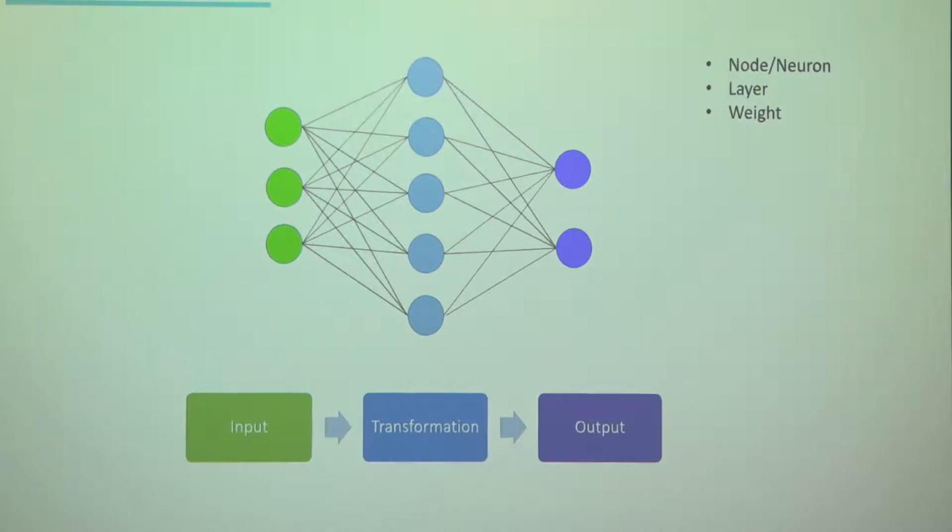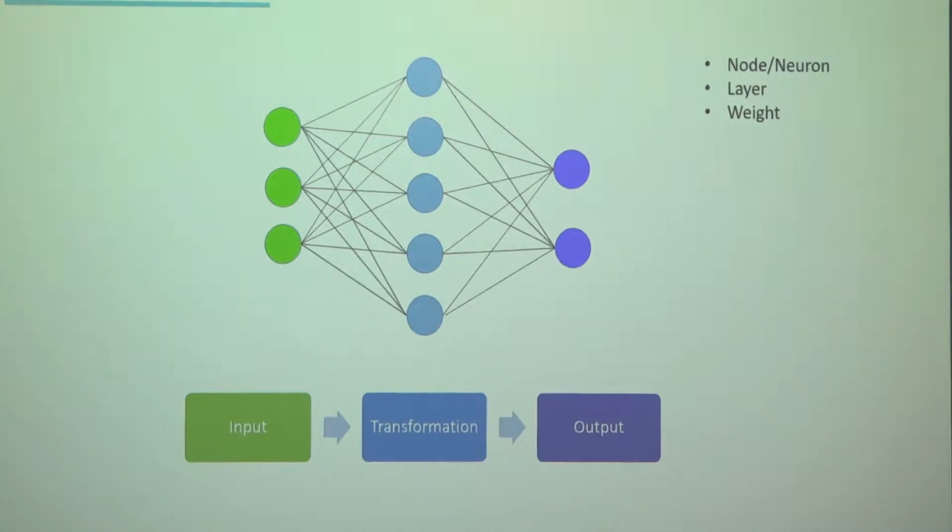The data input and the data transformation steps in the network are arranged in layers of nodes or neurons. So typically you have an input layer, an output layer, and one or more hidden layers which carry out the transformations to the input to create the output prediction.